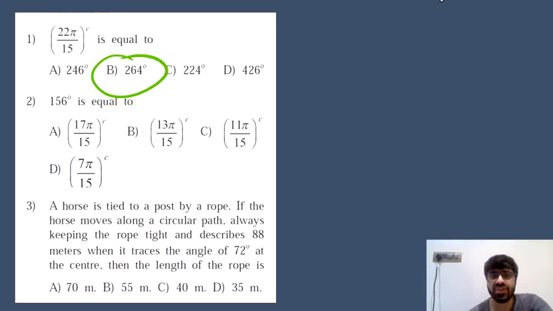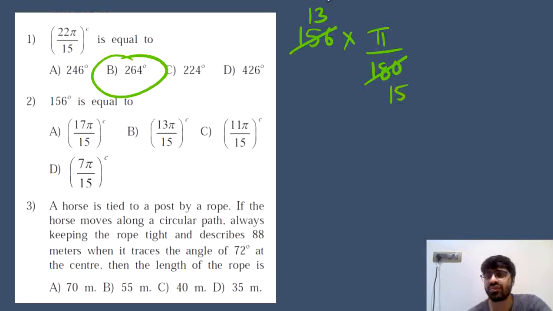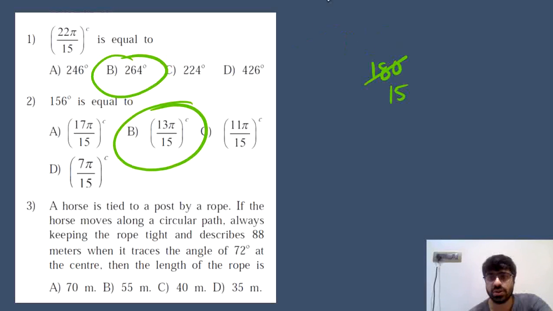The next one, 156 degrees will be equal to what? So to convert this into radians, you multiply with pi upon 180. 156 is like 144 plus 12. So it's a multiple of 12. 12 into 12 was 144, so 12 into 13 would be 156. And 12 cancels off 180 also. 12 into 15 would be 180. So we have the angle in radians as 13 pi upon 15. Again making option B as the right answer. Go ahead with the third one.